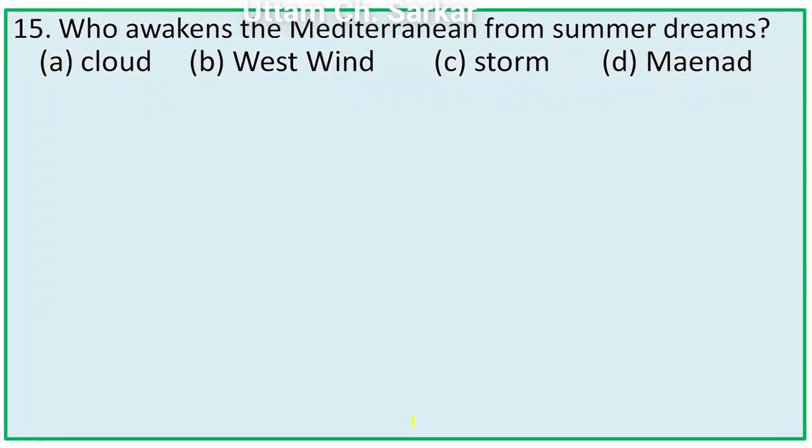Next, question number 15. Who awakens the Mediterranean from summer dreams? The options are cloud, west wind, storm, Maenad. The Mediterranean Sea remains calm and quiet, but the wild west wind awakens it, that is, makes it wild and agitated. So the right option is B, west wind.